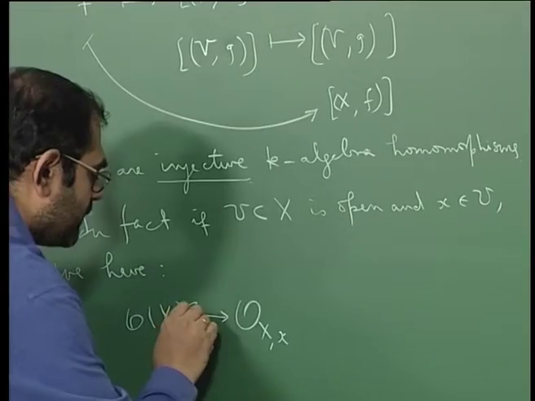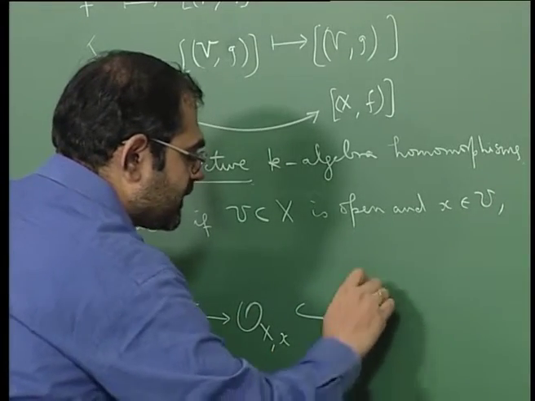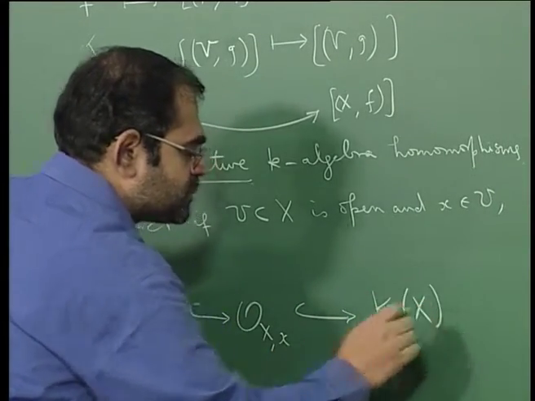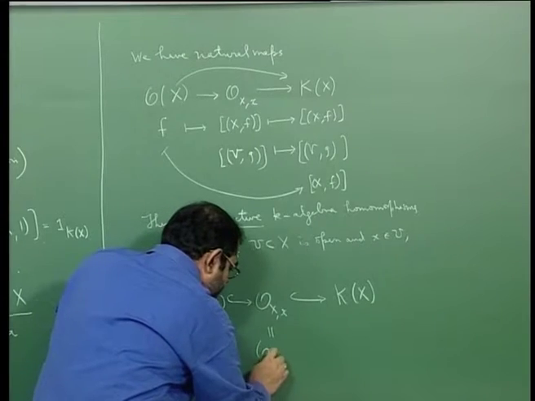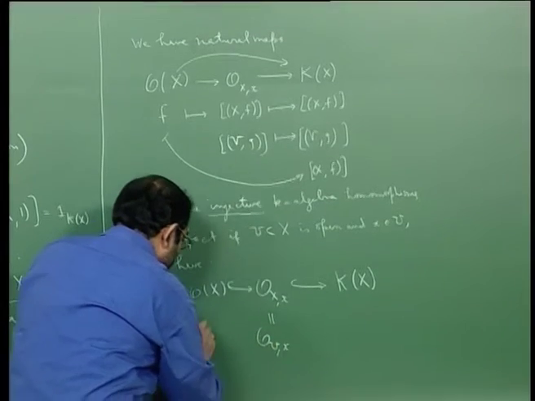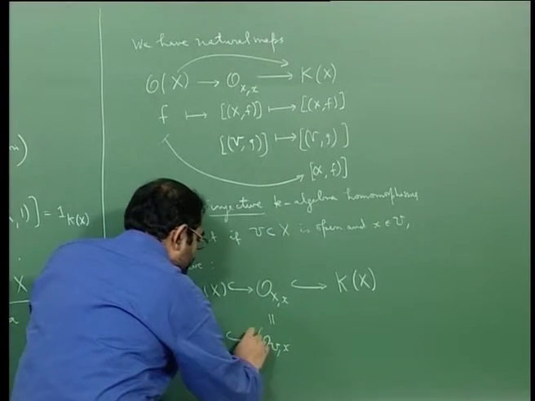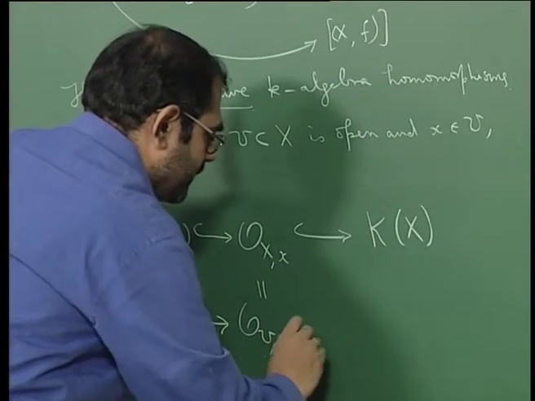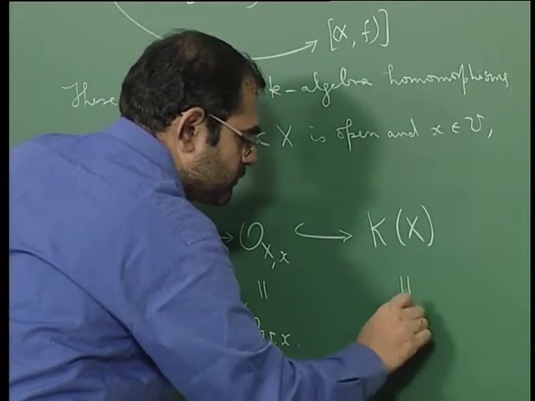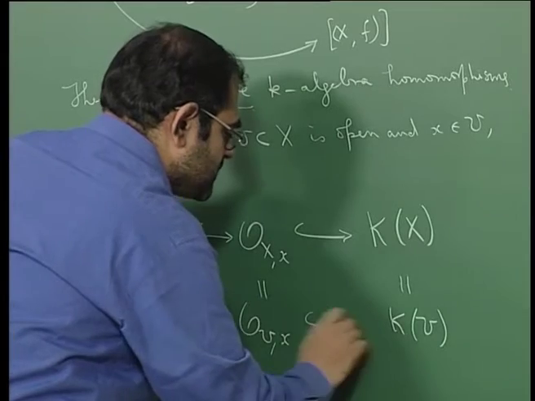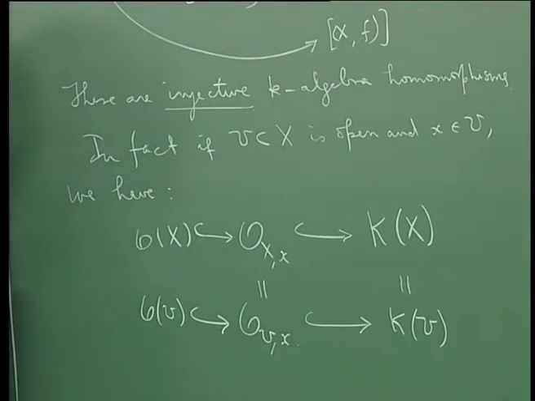So I'll put a hook arrow saying that you are considering this as subrings. What will happen is this will be the same as O_{U,x}, which is O_U, and this will be the same as K_U, and this will sit inside, okay.